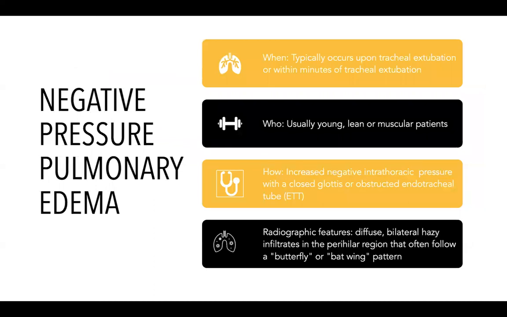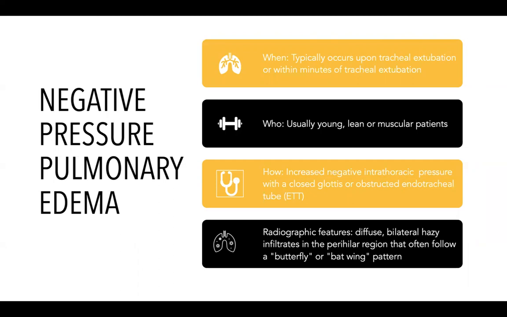Negative pressure pulmonary edema is an acute process that occurs when a patient with a closed glottis generates sudden increases in intrathoracic pressure. In anesthesia, this usually occurs during or shortly after tracheal extubation. Patients who are young, lean, and muscular are at higher risk of experiencing this phenomenon because this population has the physical strength to generate the high intrathoracic pressures necessary to result in intrapulmonary fluid shifts.